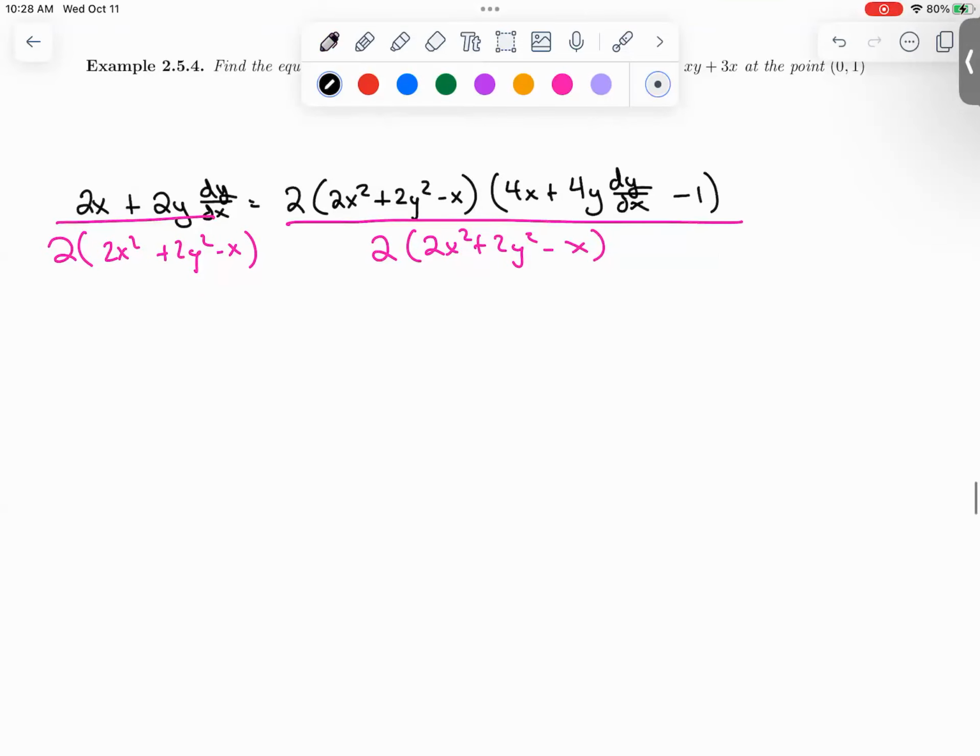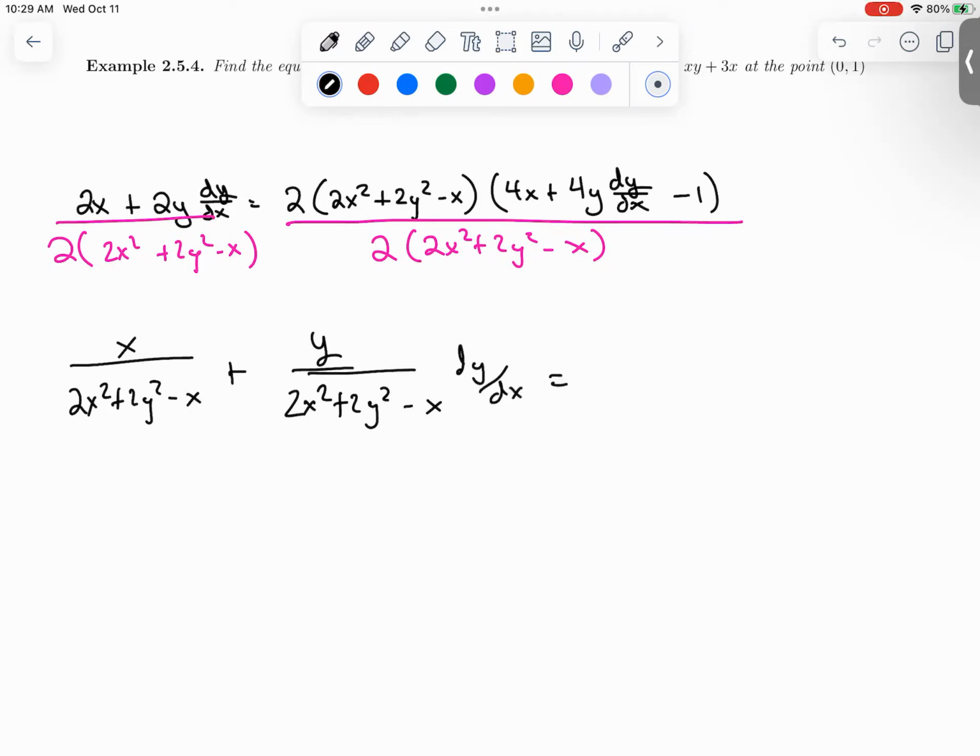And then you get x over 2x squared plus 2y squared minus x plus y over 2x squared plus 2y squared minus x times dy/dx is equal to 4x plus 4y dy/dx minus 1. You could do that, and maybe that's more approachable to you. Like you didn't want to deal with that really long term that you had to multiply into all three terms. Now it's only applied to two terms.